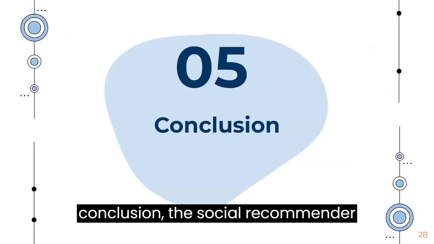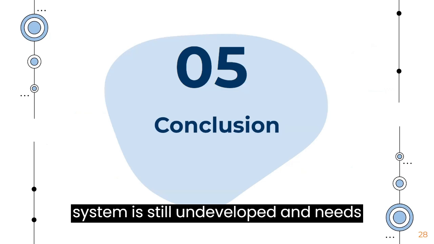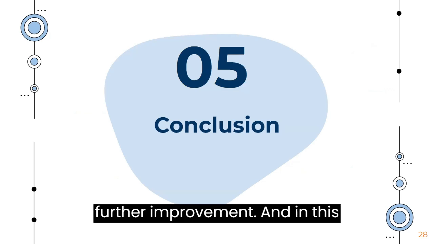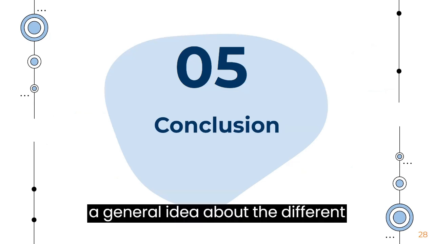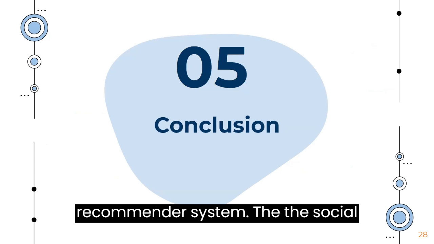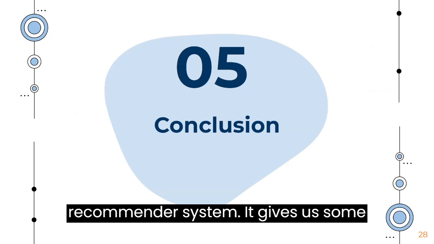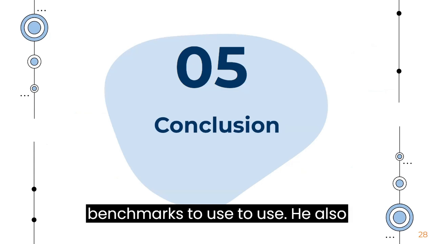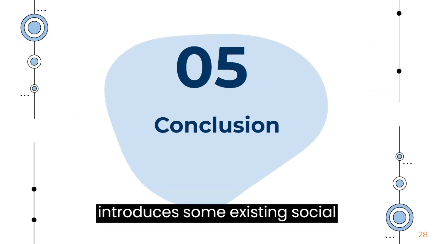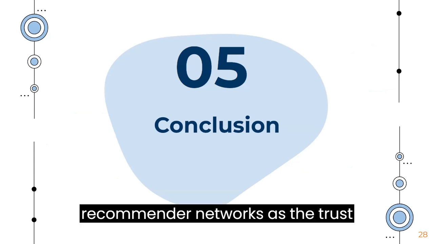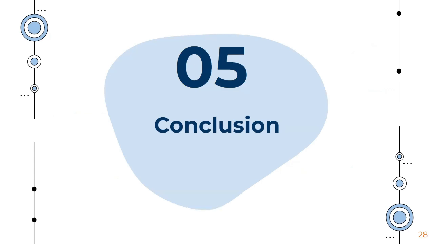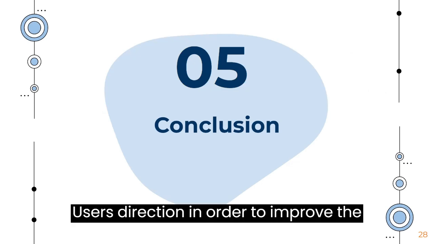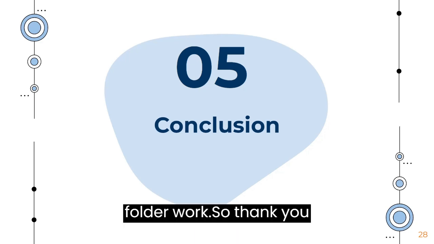For the conclusion, the social recommender system is still in development and needs further improvement. In this paper, the author presents a general idea about recommender systems and social recommender systems. He gives us some benchmarks to use. He also introduces some existing social recommender networks such as TrustWalker, etc. And we finish with research directions in order to improve further work.